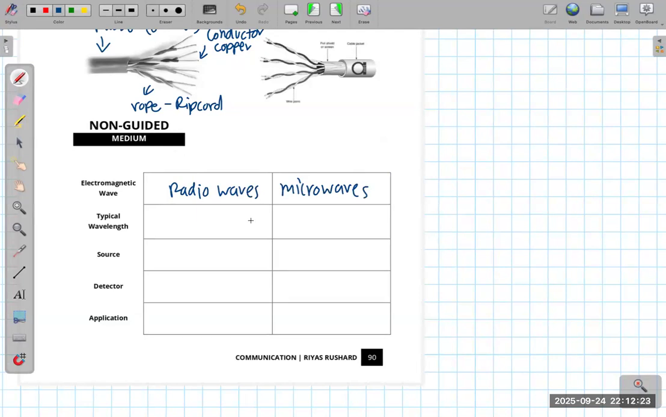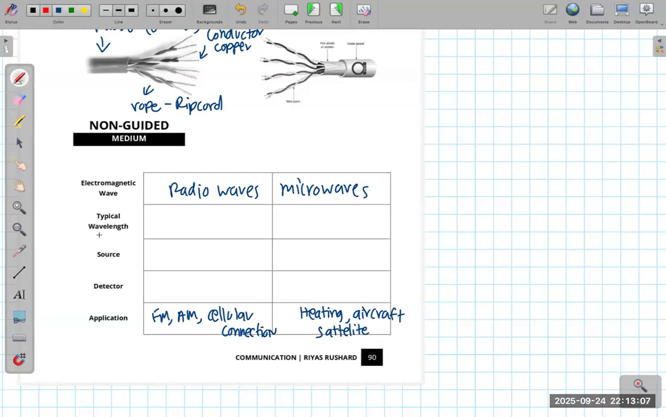Okay. Applications: radio waves are used for FM, AM, cellular communication, cellular connection. Using microwaves, mostly we use it for heating, and satellite, aircraft, and most of the time we will be using it in satellite communication.